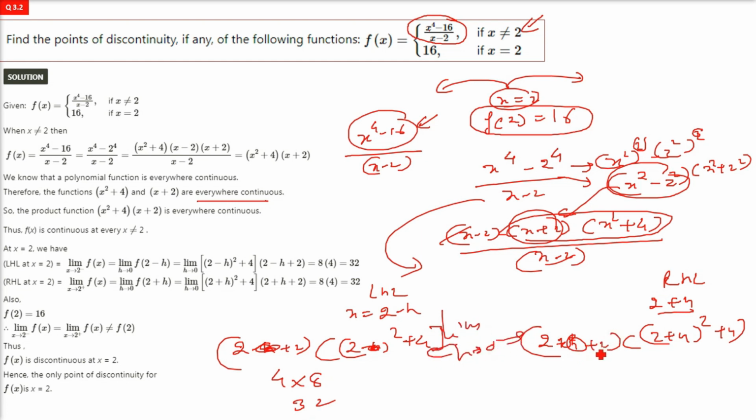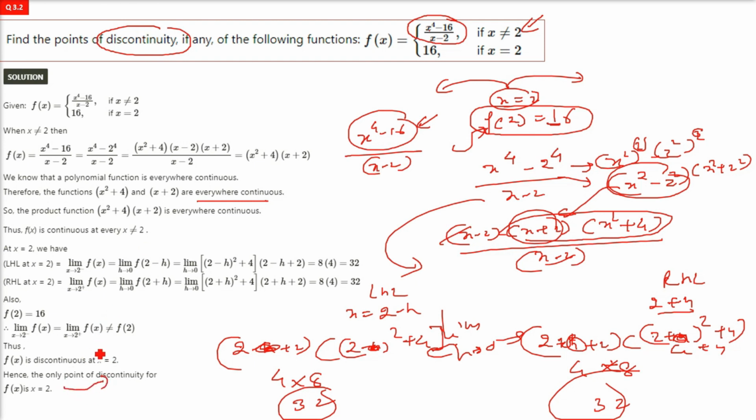2 and 2 are 4. This is 2 square plus 4, that is 8. 8 times 4 is 32, limit h tends to 0. Here also we have 2 and 2, so 4, and then you have this h as 0, so 4 plus 4, that is 8. So 32 on both the sides. That is fine. But the thing is that LHL, RHL, when we talk about, the value of the function at x equals 2 is 16, not 32.